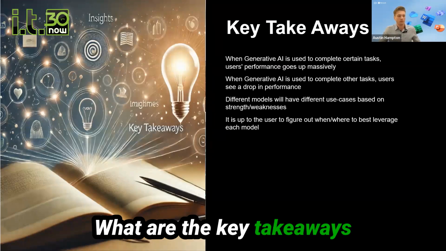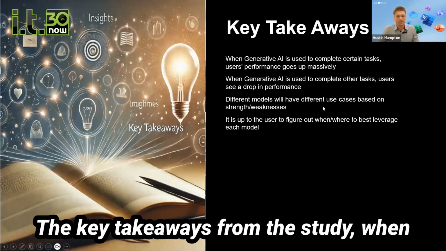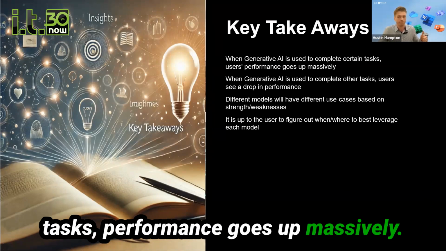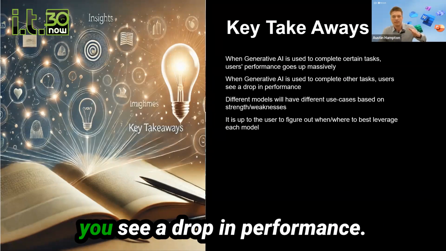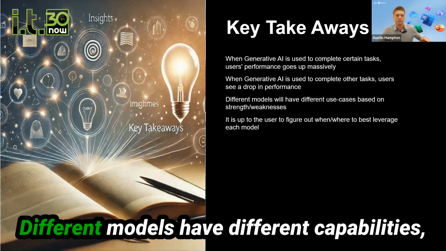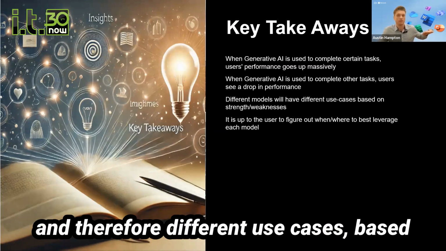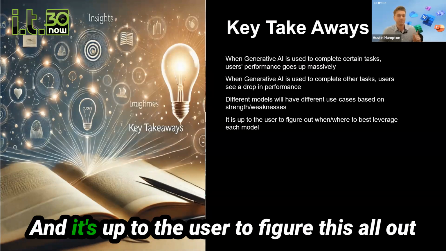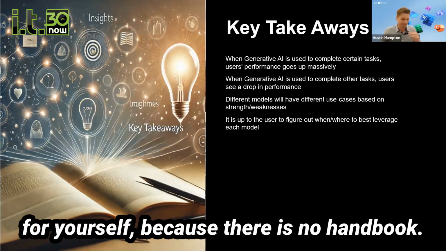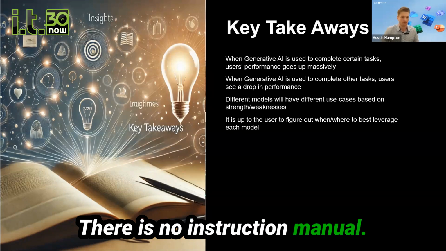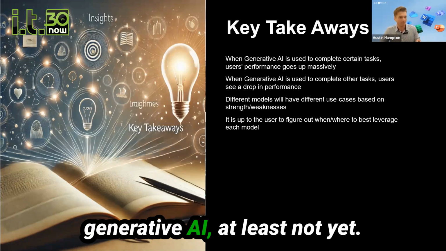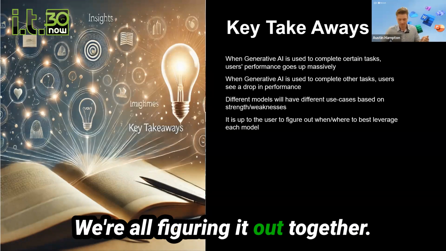So what are the key takeaways from the value of generative AI? The key takeaways from the study: when generative AI is used to complete certain tasks, performance goes up massively. However, on some other tasks, we see a drop in performance. Different models have different capabilities and therefore different use cases based on the needs of what we're trying to do. And it's up to the user to figure this all out for yourself, because there is no handbook, no instruction manual, no guide to generative AI, at least not yet. We're all figuring it out together.